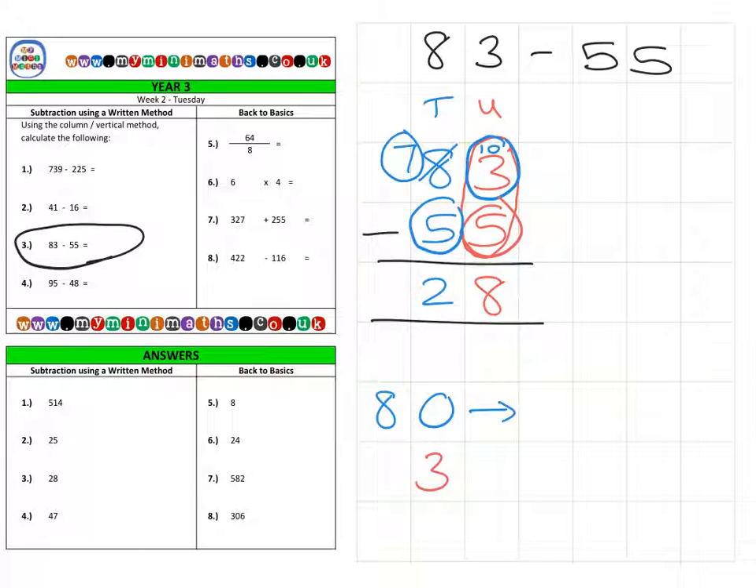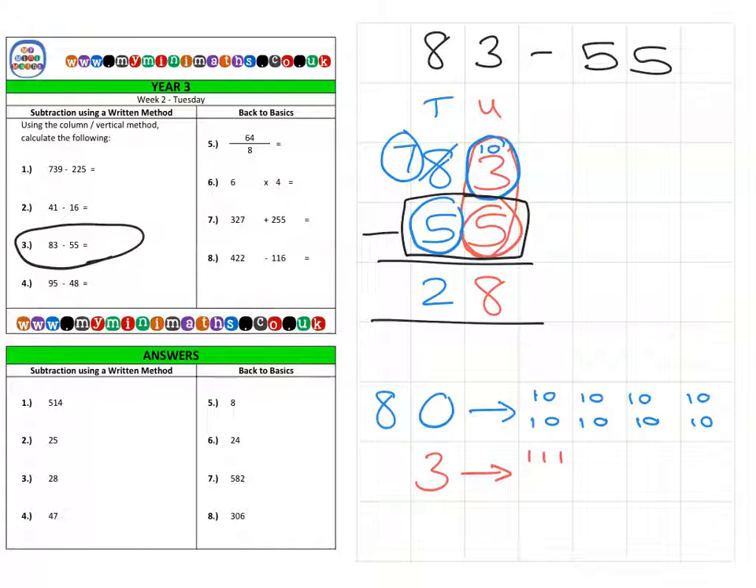So let's have a look. That's 1 10, 2 tens, 3 tens, 4 tens, 5, 6, 70 and 80. And we have 3 units. That's 1, 2, 3. Now we're going to subtract this 55 here. So first of all, we're going to look at the units column, and we're going to start with our 3 units and take away 5.